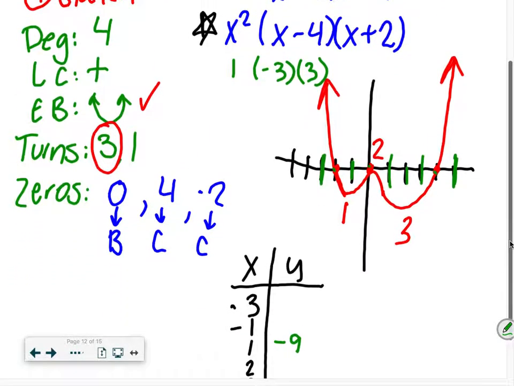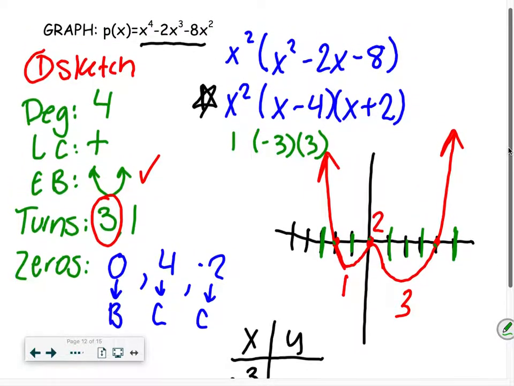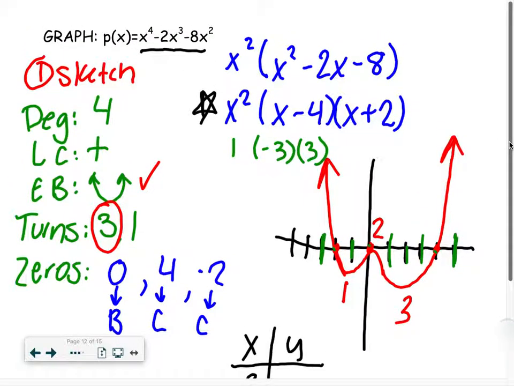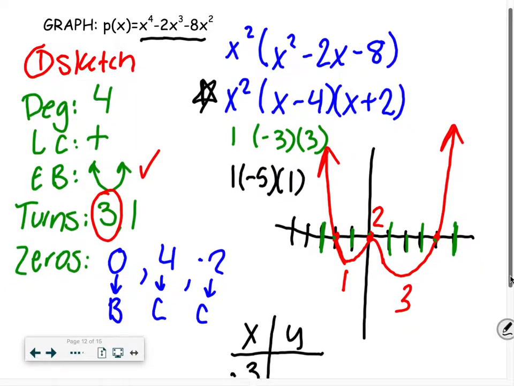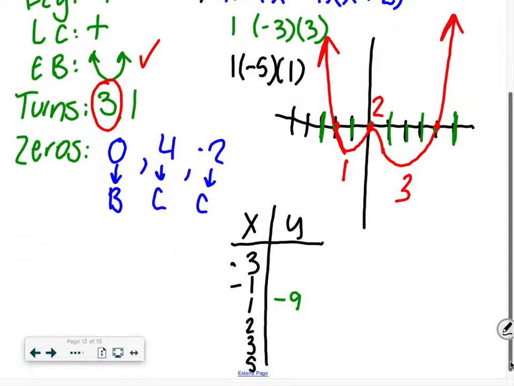Okay. Let's plug -1 in. If I plug -1 into x squared, what do I get out? 1. If I plug -1 minus 4, -5. And if I plug -1 plus 2, 1. So what's this multiplied out? -5. Okay. Do we all know how to find the y values?